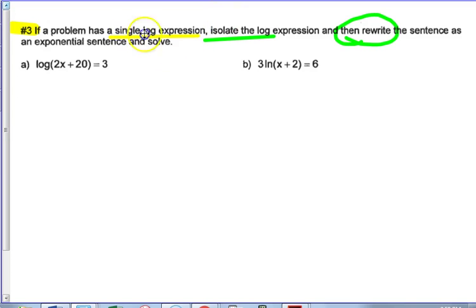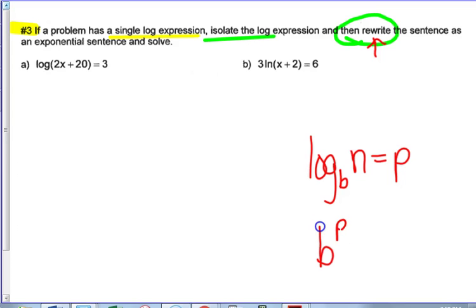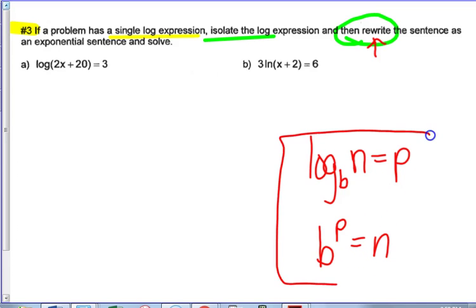This one, when there is a single log expression somewhere, you isolate it. And then I always say rewrite. A lot of your teachers probably last year said exponentiate both sides, and I'll show you both. Before I do that, though, help me out. How does this rewrite? Because it's on tomorrow's quiz. B to the P equals N. You can go back and forth between those two? Everybody's going to be okay tomorrow?